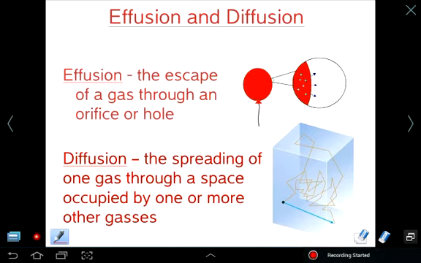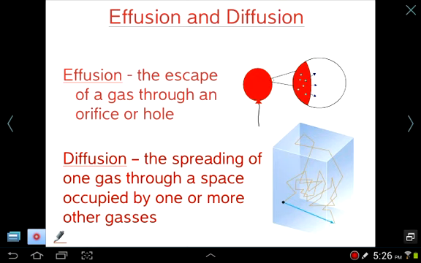Chapter 10, Lesson 6. This will be the final lesson in this chapter, and here we will talk about some concepts related to gases. The first two concepts are effusion and diffusion. These really are just two definitions, and then we'll take up some mathematical treatments of effusion and diffusion.